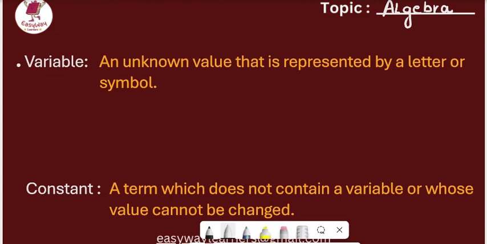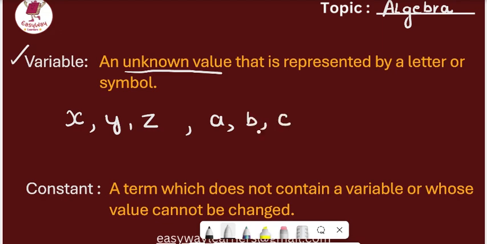So let's learn about some keywords used in algebra. The first keyword is variable. What is a variable? An unknown value that is represented by a letter or a symbol like X, Y, Z, A, B, C, and so on. So variable means unknown quantity and its value can be varied.